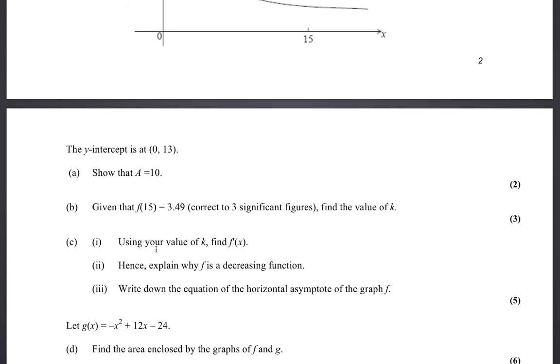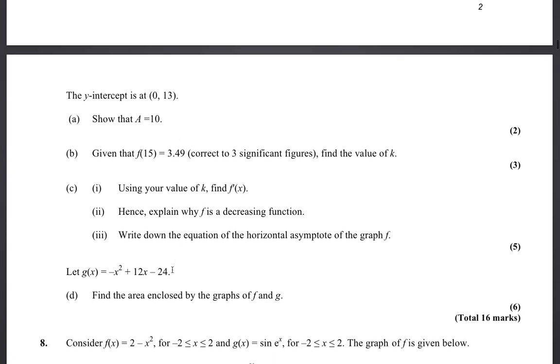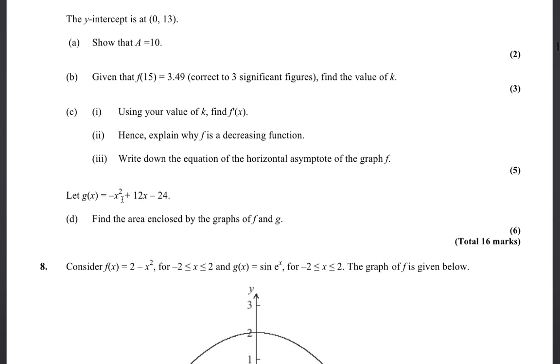Using your value of K, find f dash of x. So I'm going to leave this part now. So that is quite simple. Now let us look at the last part. Let g of x equal to minus x squared plus 12x minus 24. Okay. Find the area enclosed by the graphs of f and g.